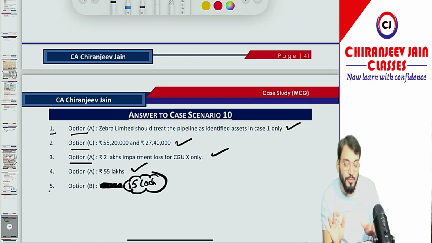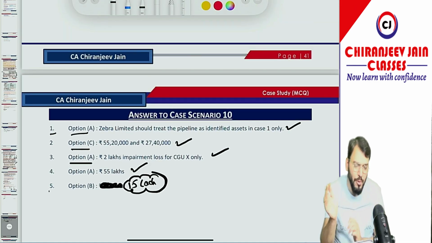Got this point? So with this we completed case study number 10 also. I hope you have understood.